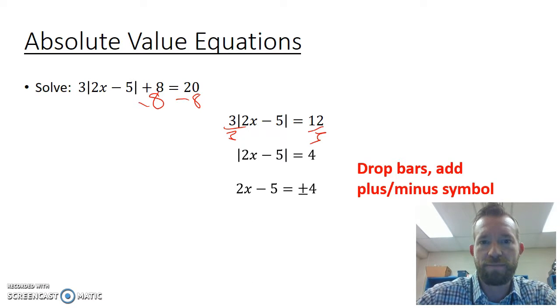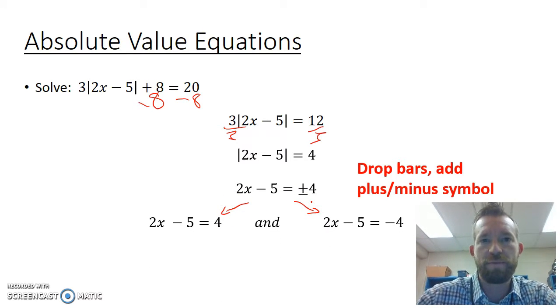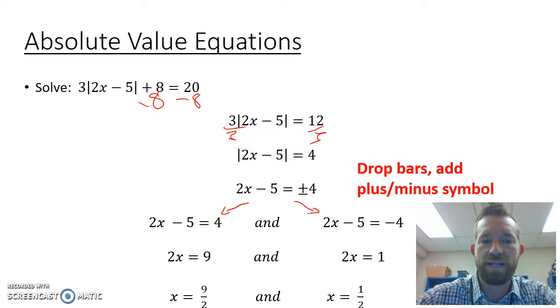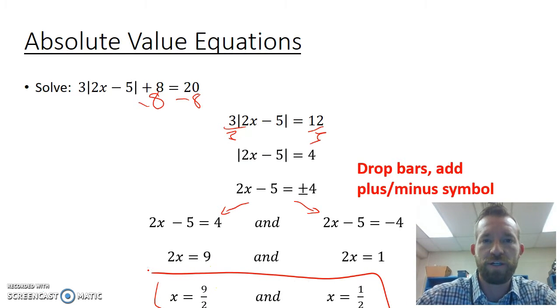When we drop bars and add plus or minus, it's really going to convert it into two separate equations. We're going to use the word and because they're both applicable. It's going to be one thing and the other. We add 5, divide by 2, and solve each of these, and we get two answers, and they're both possible answers for our problem.